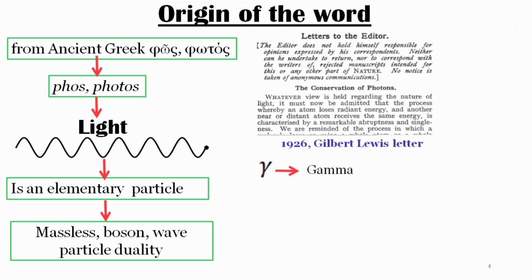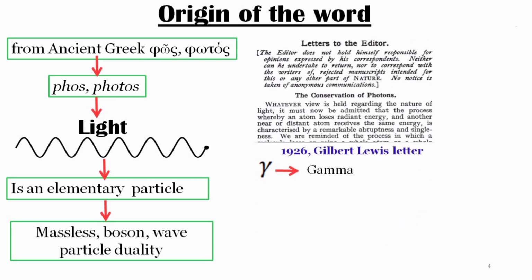Now Arthur Compton used the term photon in 1928, referring to Gilbert Newton Lewis, an American scientist who coined the term in a letter to Nature on the 18th of December 1926.